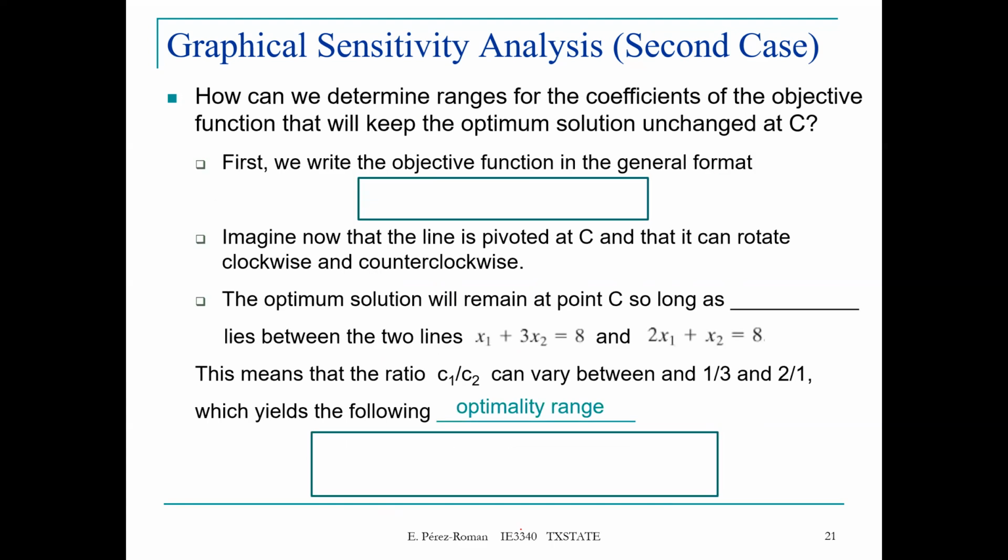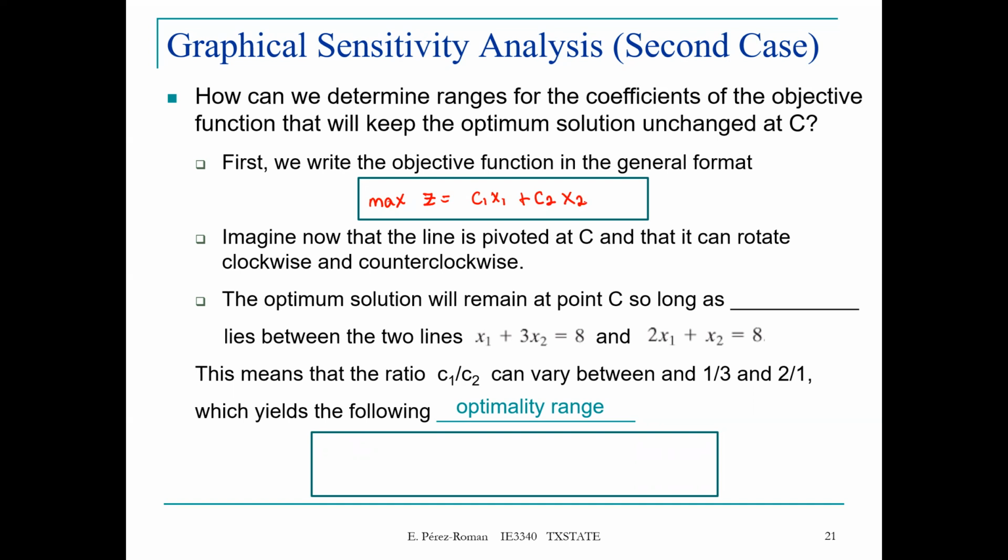How can we determine ranges for coefficients of the objective function that will keep the optimal solution unchanged and at C? First, we write the objective function in the general format. So that general format is as follows: maximize Z equals c1 x1 plus c2 x2.